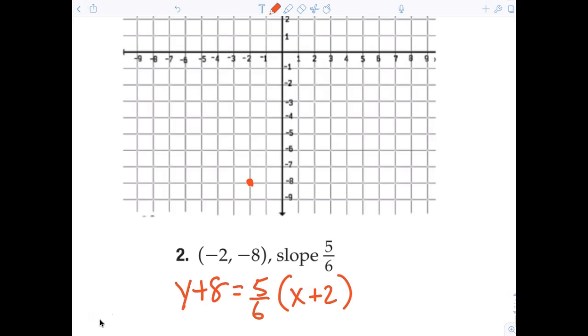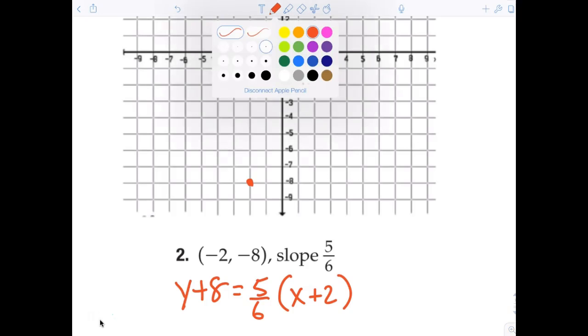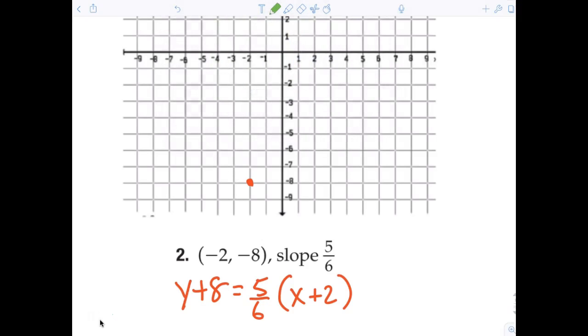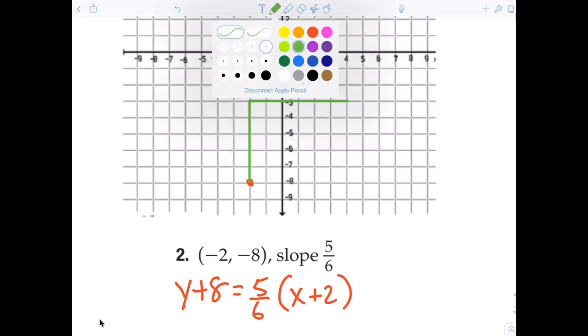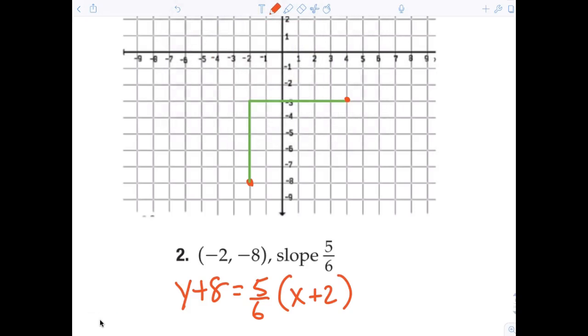Now, Charlotte, what do I do? Now you find the slope, which is 5 over 6. Go up 5, and then I go over to the right 6. Now I can plot the point. And again, you good? Yep.